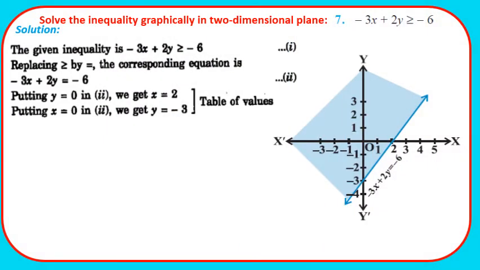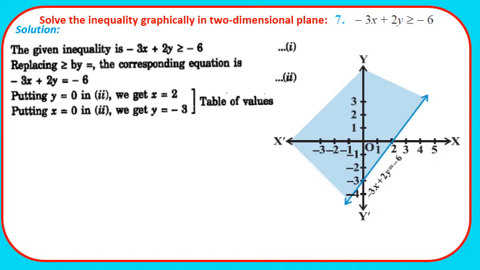Next we have question 7. Solve the inequality graphically in two-dimensional plane, which is minus 3x plus 2y greater or equal to minus 6. So we have the inequality minus 3x plus 2y greater or equal to minus 6. So taking this as an equation, we get minus 3x plus 2y equals minus 6. So putting y equal to 0, we get x equals 2, and putting x equals 0, we get y equal to minus 3. So plotting the points, we get the line. Now here we are taking the thick line because the greater or equal to sign is there.